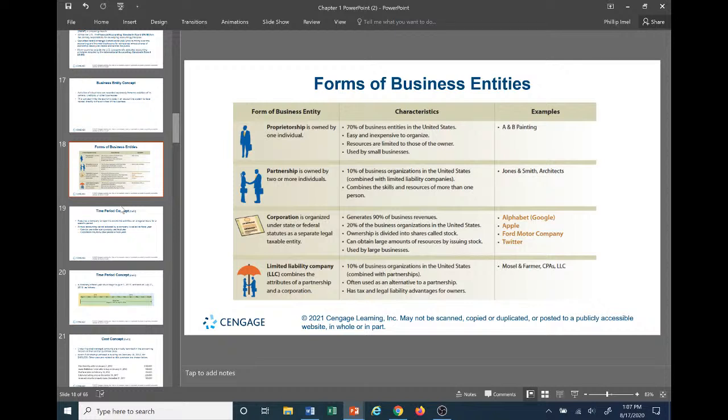The next and last one here is the limited liability company, an LLC. This combines the attributes of a partnership and a corporation.